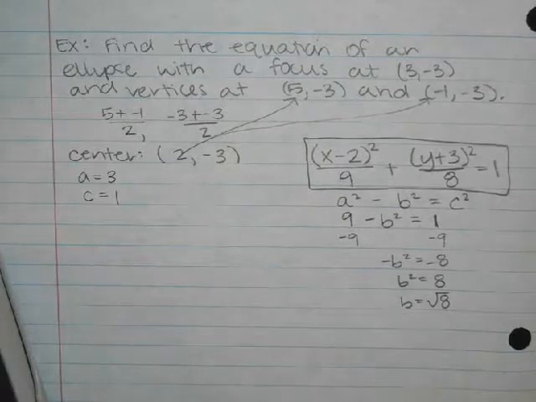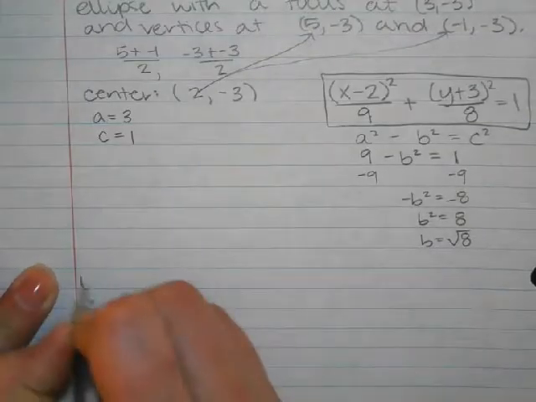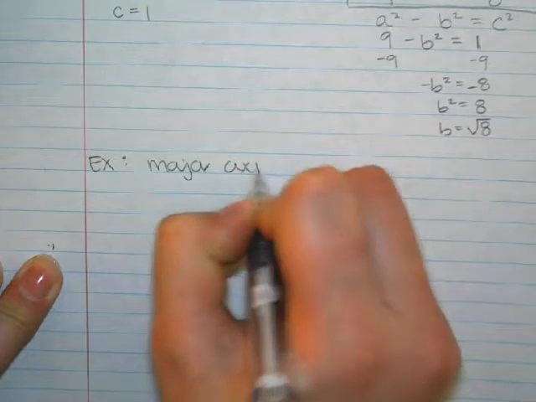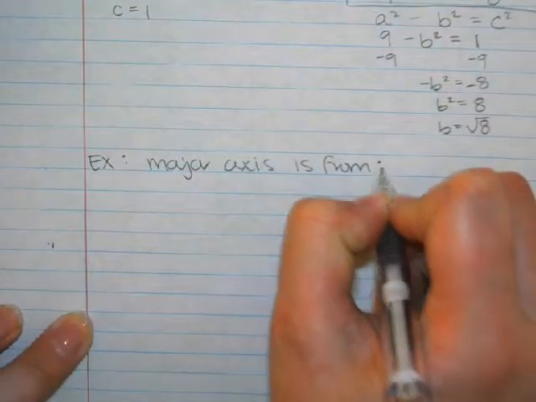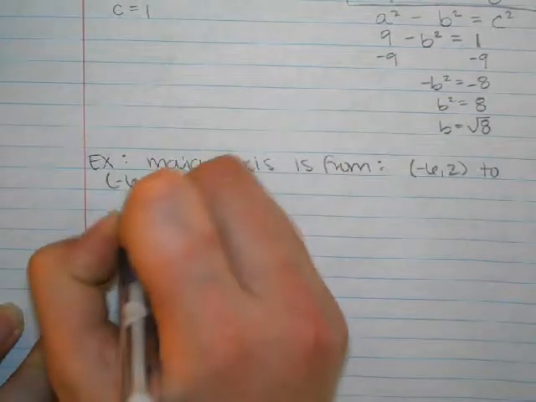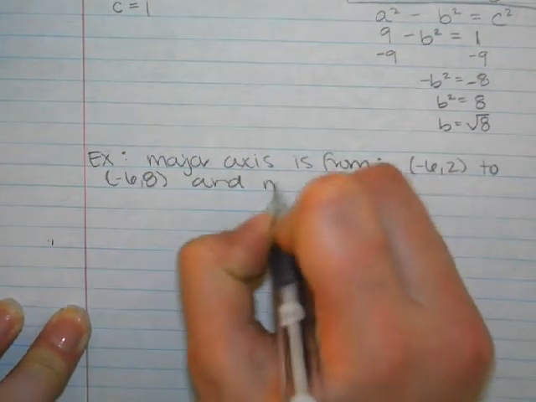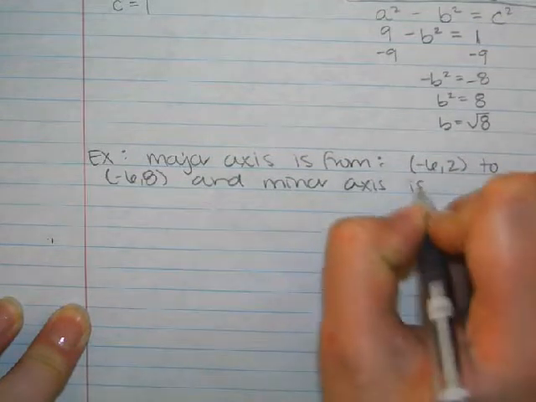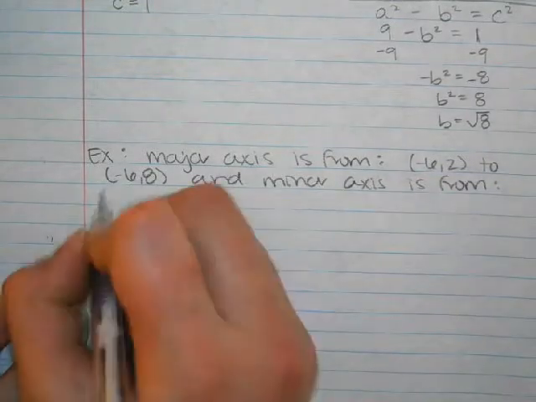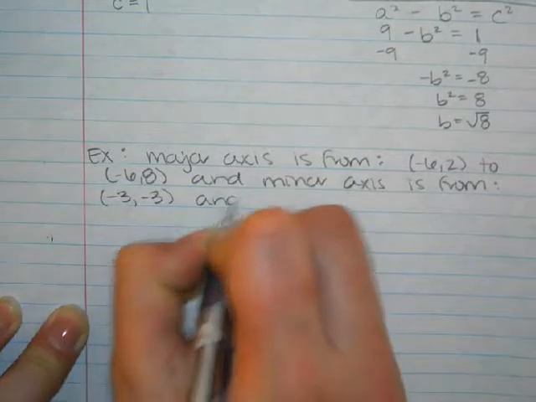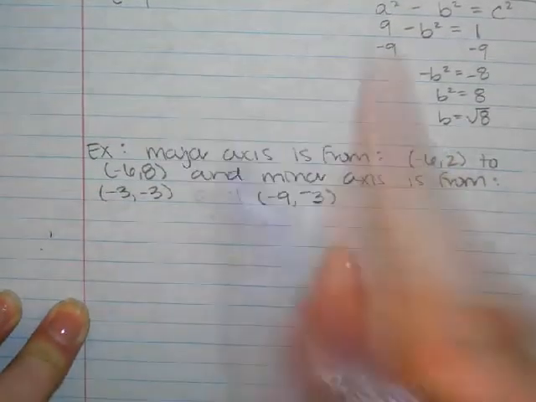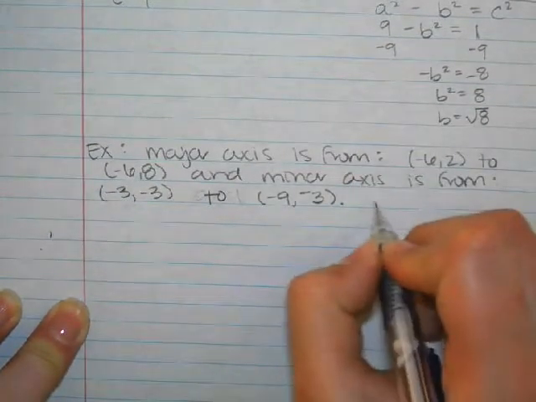Okay, so the next one we're going to say the major axis is from negative 6, 2 to negative 6, 8, and the minor axis is from negative 3, negative 3, to negative 9, negative 3. And we're going to find the equation.